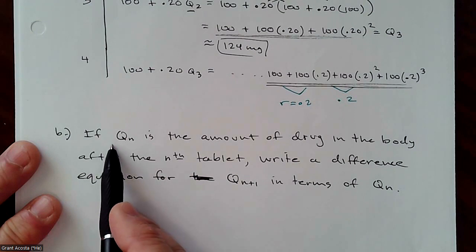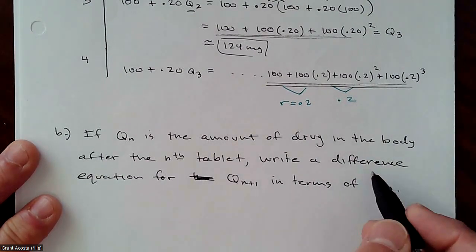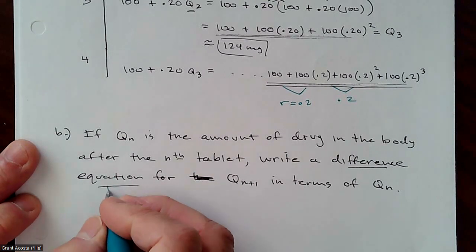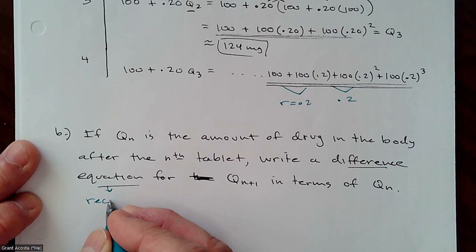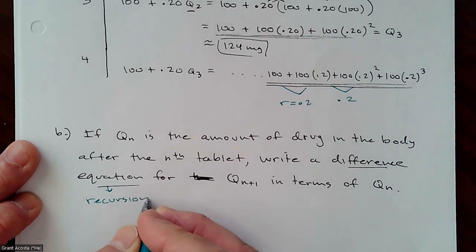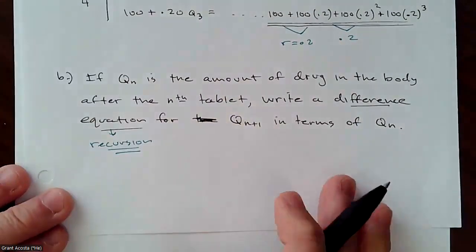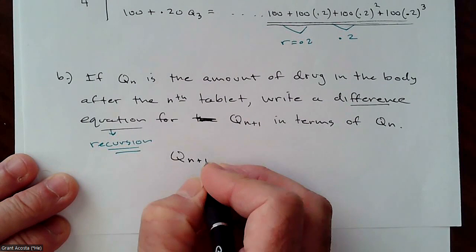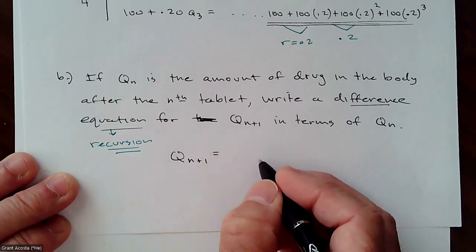Now, the question says if Qn is the amount of drug in the body after the nth tablet, write a difference equation for Q sub n plus 1 in terms of Q sub n. I didn't mention this before. A difference equation is also known as a recursive sequence, a recursion for short. And that's something we have talked about. That's telling us how we get to the next drug amount in the body based on the previous amount.